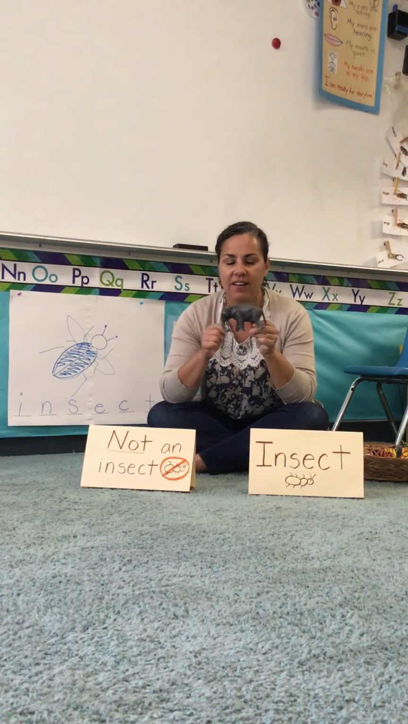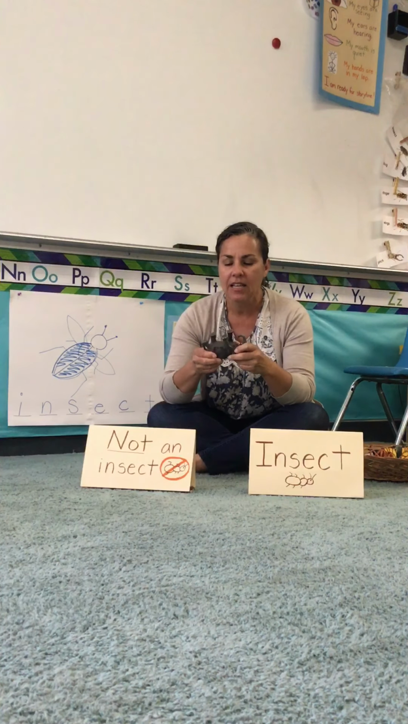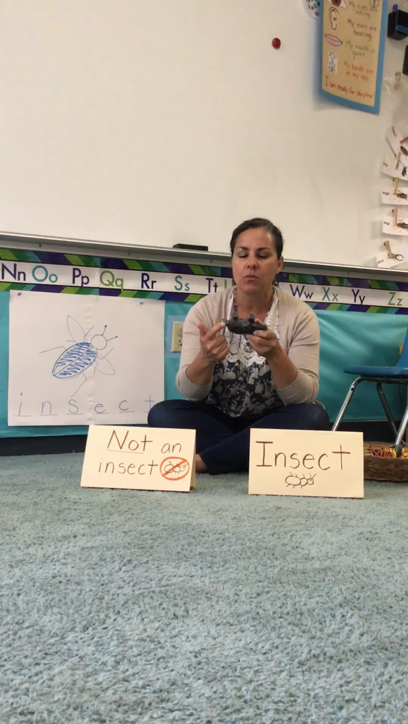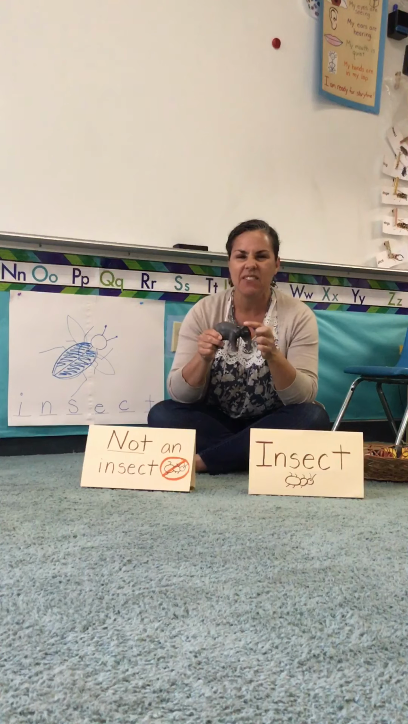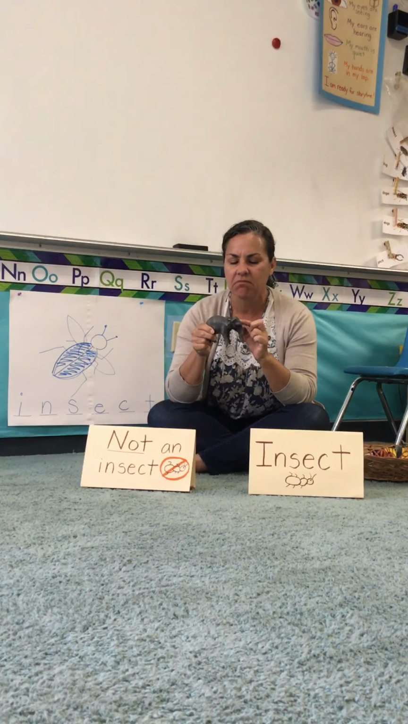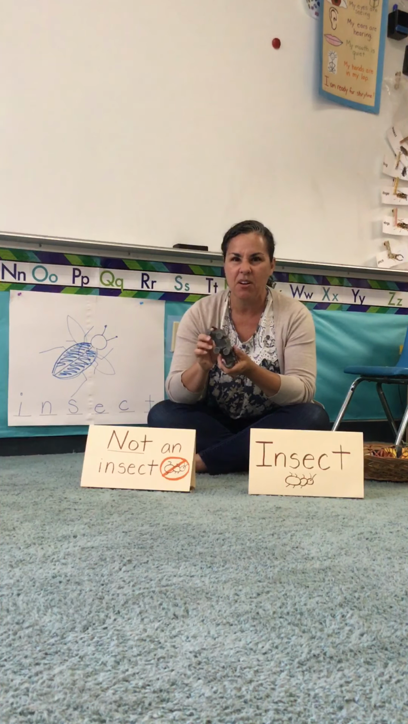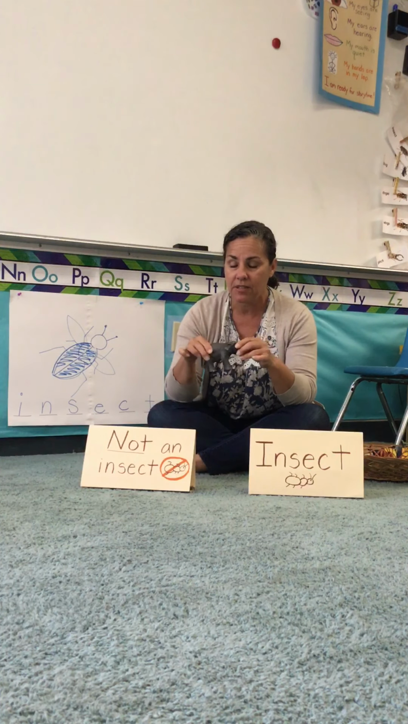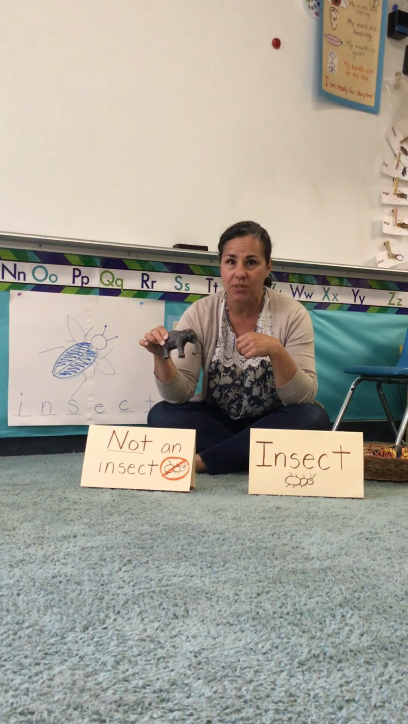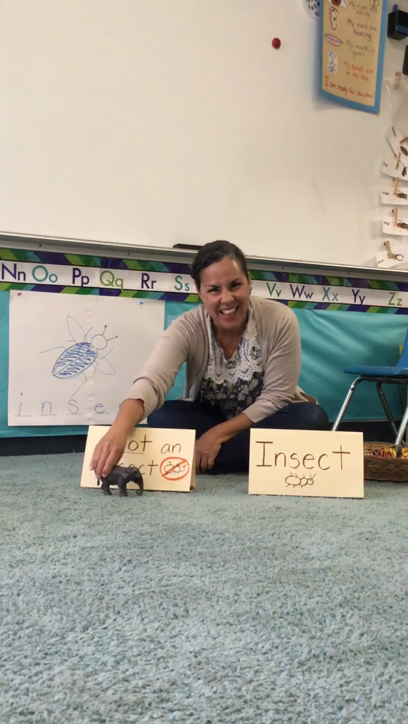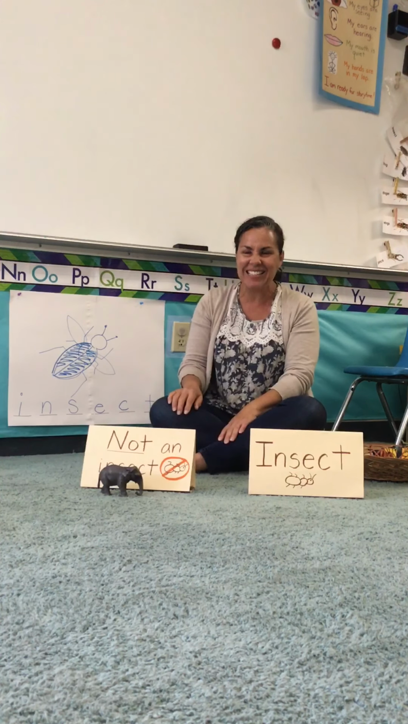this one. What's this? An elephant? Let's count how many legs he has. 1, 2, 3, 4. Does he have antennae? Does he have 3 body parts? So where should I put the elephant? Here or here? Use your finger and point and tell me which side I should put it on. Are you pointing here? That's right. An elephant is not an insect.